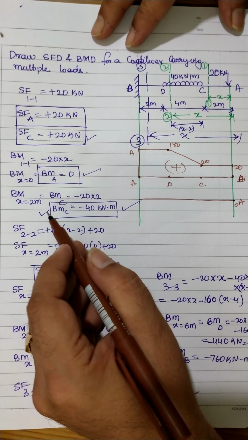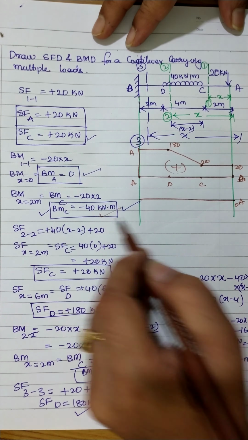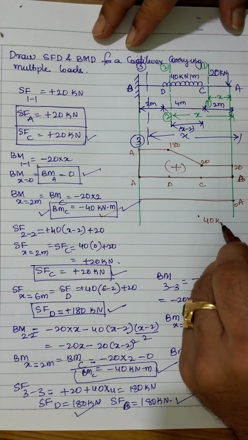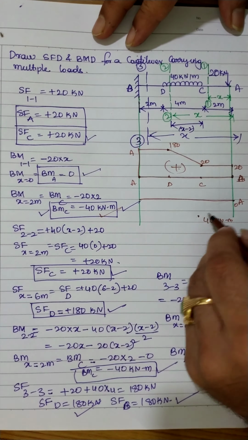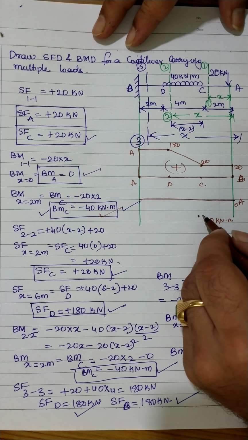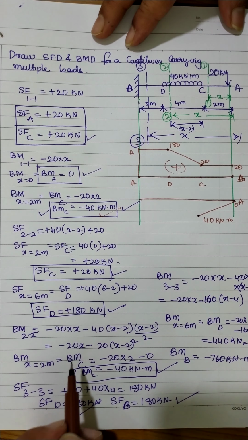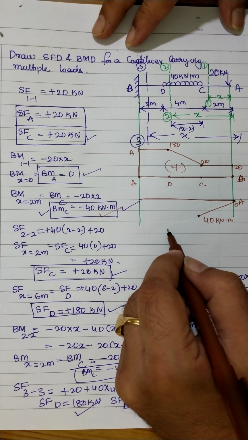Now drawing the bending moment diagram, at point A it is equal to 0. And bending moment at point C is equal to minus 40. Over here I am mentioning 40 kilonewton meter. So the variation will be parabolic in between these two. No, it will be a straight line, right? Linearly varying.